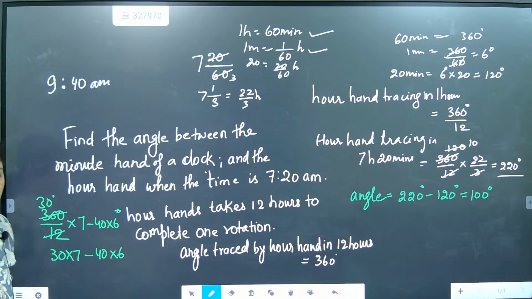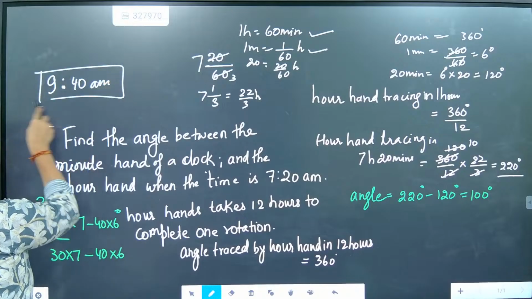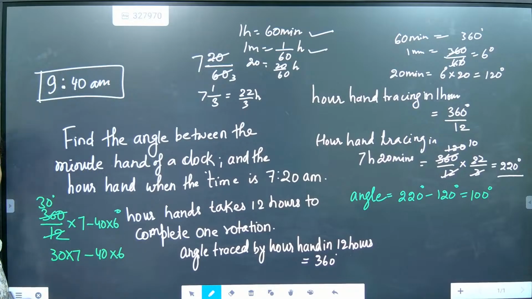What is the answer? Let's see who will give the answer first. The question is this one: 9:40 a.m. Come on, go for it. If somebody asks you the angle separated between the minute hand and the hour hand, the time is 9:40 a.m.